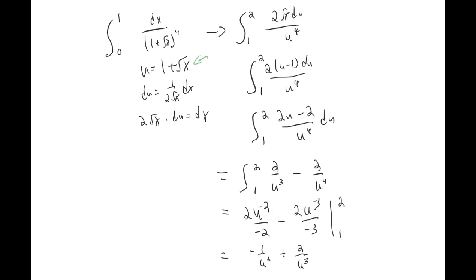Hold on, take it back. 2 over 3u cubed. Yeah, evaluated at 1 and 2. Whatever this is, right? 1 over 4 plus 2 over 3 times 8, minus negative 1 plus 2/3. I mean, assuming I didn't make an algebra error.